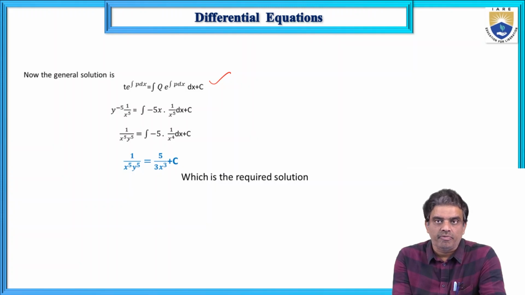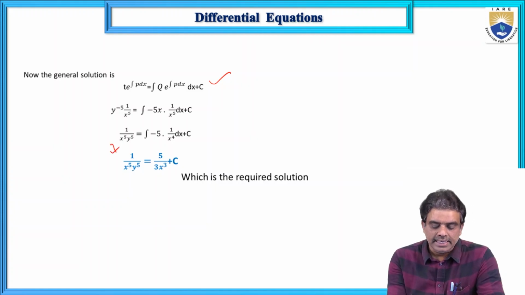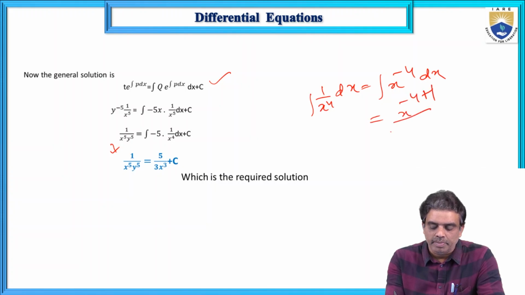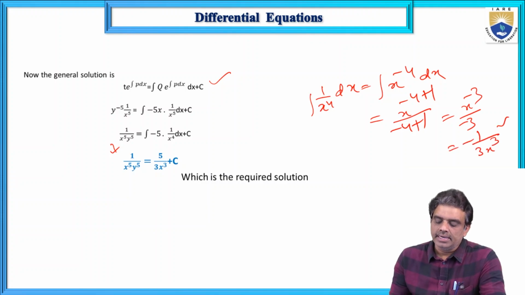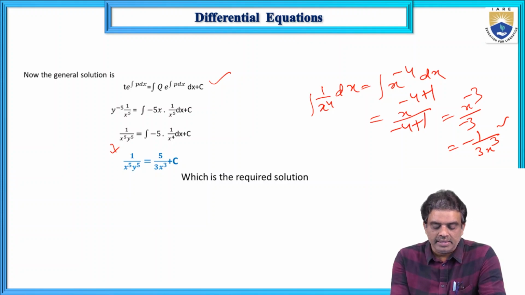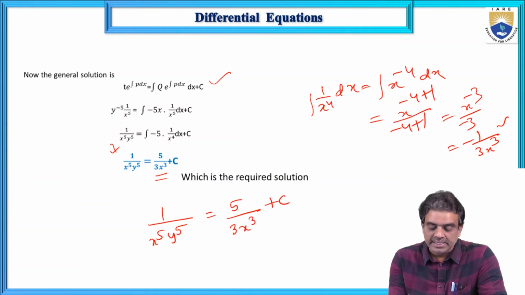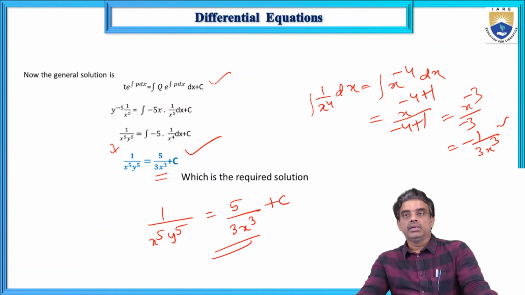1 by x power 5 y power 5 is equal to minus 5, x x gets cancelled, minus 5 by x power 4 dx. So left side the same thing, right side integral 1 by x power 4 dx, that is integral x power minus 4 dx, that is x power minus 4 plus 1 by minus 4 plus 1. So what is the value? x power minus 3 by minus 3, or minus 1 by 3x cube. This is the integration. So I am writing minus 1 by 3x cube. You will get 1 by x power 5 y power 5 is equal to 5 by 3 into x cube plus c, which is the required solution of the given differential equation.